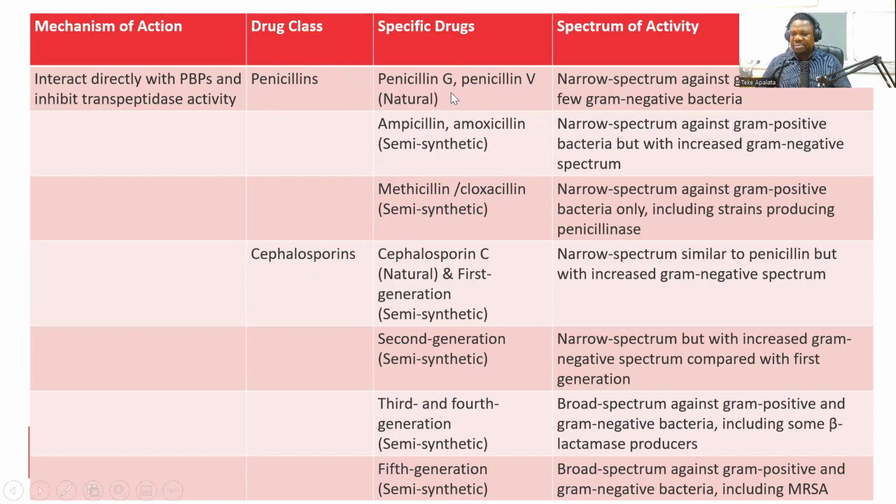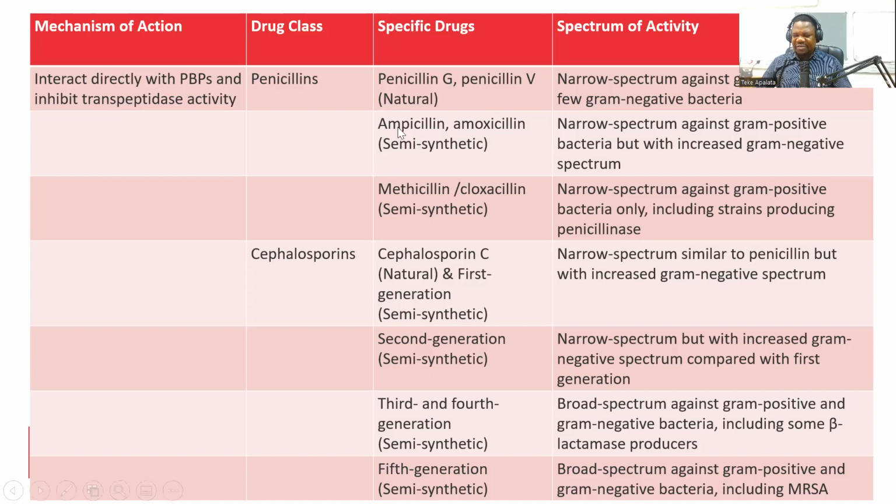infections. So penicillin G and V have a narrow spectrum against gram-positive, and they can only act against very few gram-negative, but really their spectrum of activity is mainly limited to gram-positive. So if you have to select penicillin G, beside treating treponemal infection like syphilis and so on, they are restricted to treating gram-positive infection due to their narrow spectrum of activity.